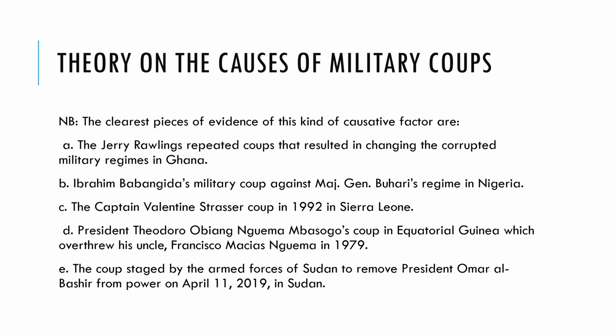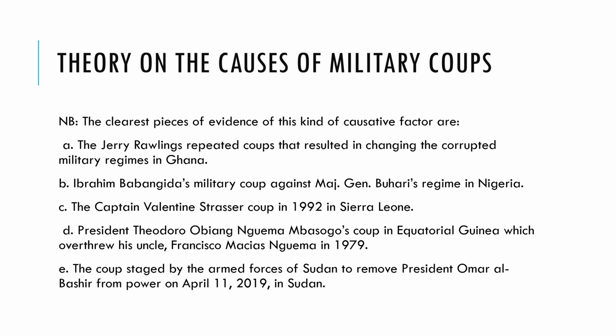There are so many examples of this kind of reason in Africa. A. The Jerry Rawlings repeated coups that resulted in changing the corrupted military regimes in Ghana. B. The Ibrahim Babangida's military coup against Major General Buhari's regime in Nigeria. C. The Captain Valentine Strasser coup in 1992 in Sierra Leone. D. The President Teodoro Obiang Nguema Mbazogo's coup in Equatorial Guinea against his uncle as stated earlier.